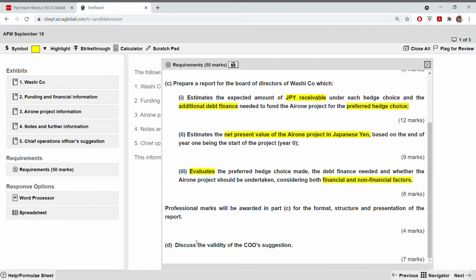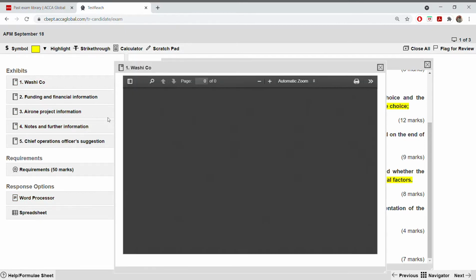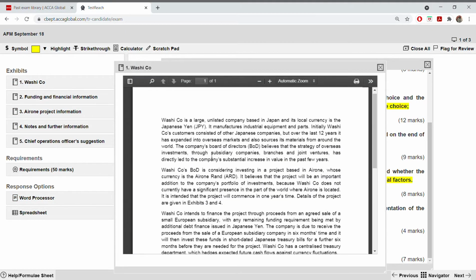So now what I'm going to do is, definitely a lot of calculations are required, so I know that I need a spreadsheet, otherwise a word processor. I know that I have to write a report. You can just go to the exhibits before you go to the report and see.